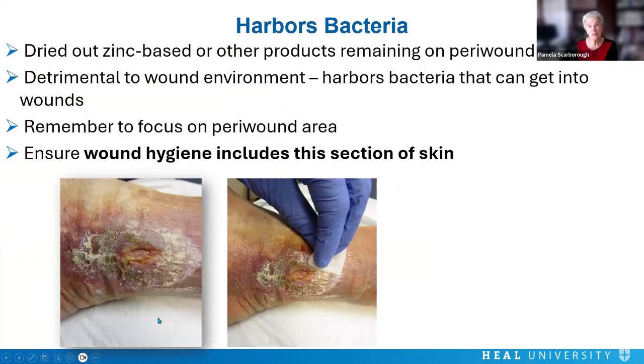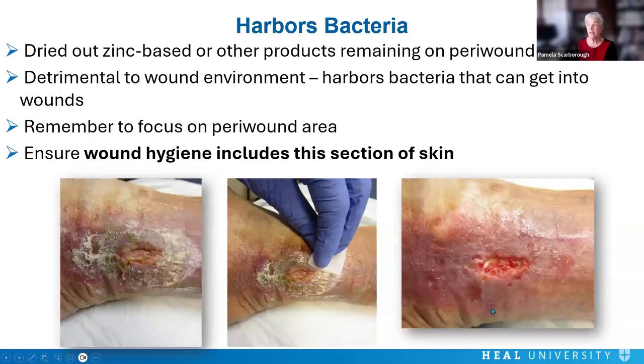And we're seeing some of our teams leave this on and just put something on the wound here, but leave all of this on here. It has to come off. All of this has to come off. It's part of your cleansing. It's part of the cleansing.